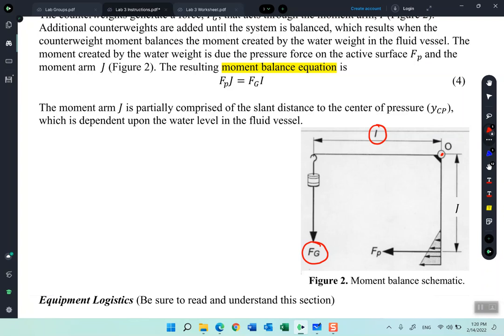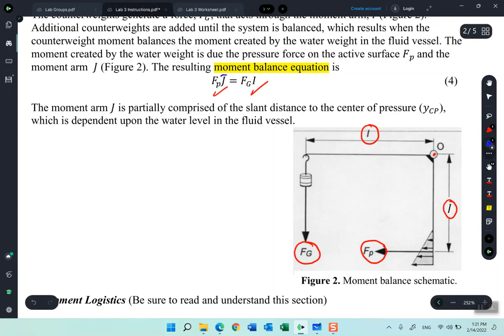Nice, so now we know what is the right side of this equation. Okay, what about the other side? The other side is the pressure force that we are interested in multiplied by another distance called J. So as we said, we have to get FP and YCB. So where is YCB in this equation? To take it short, YCB lies inside the J value.